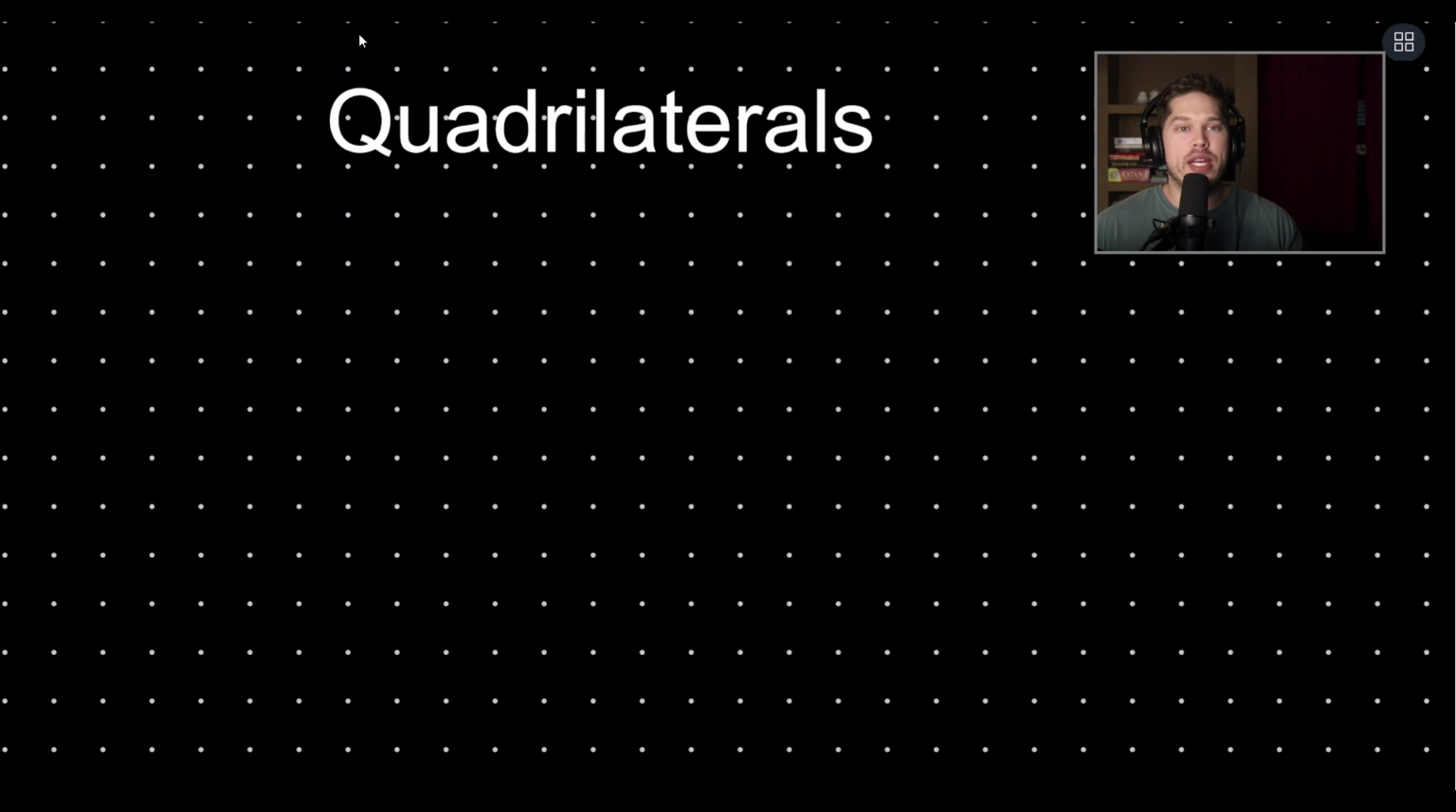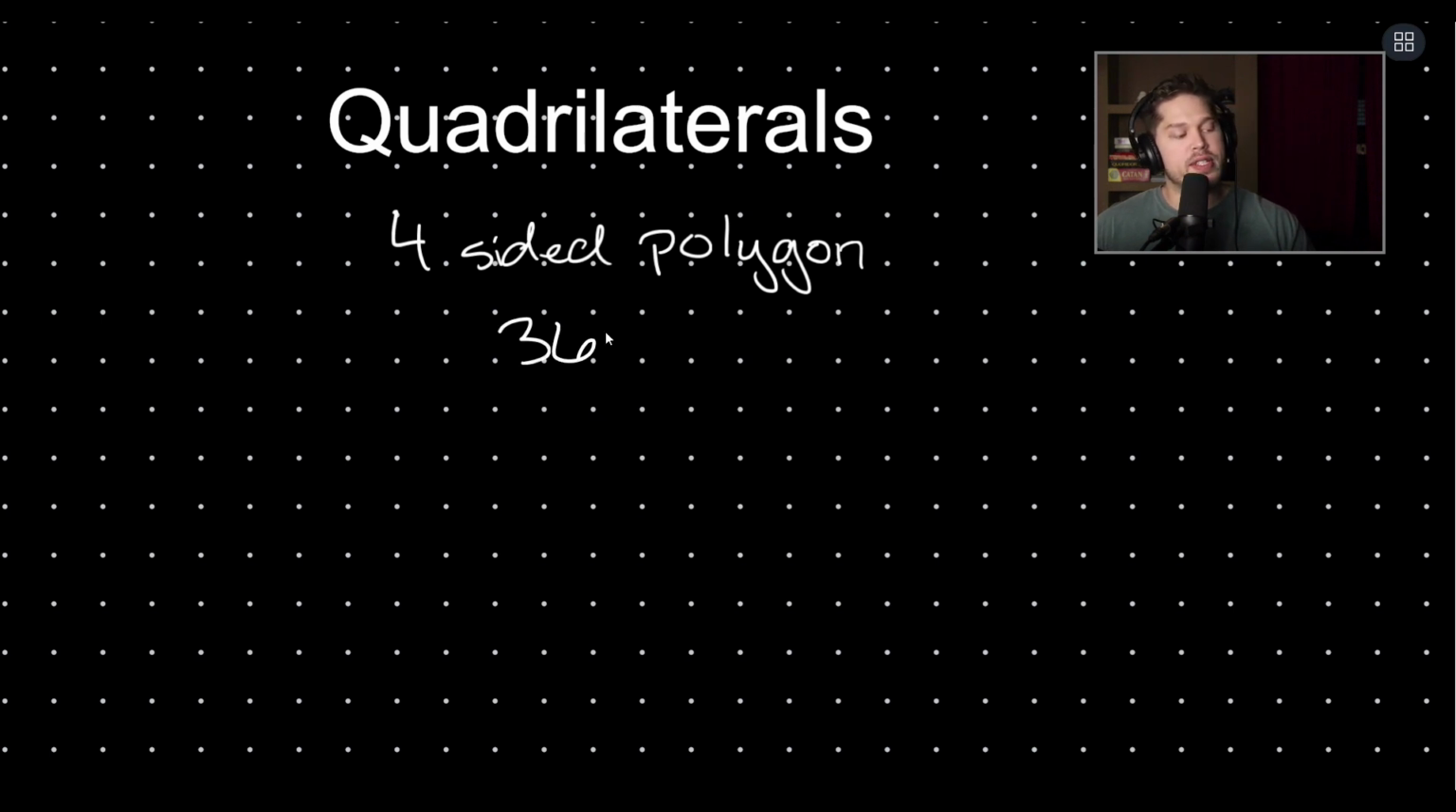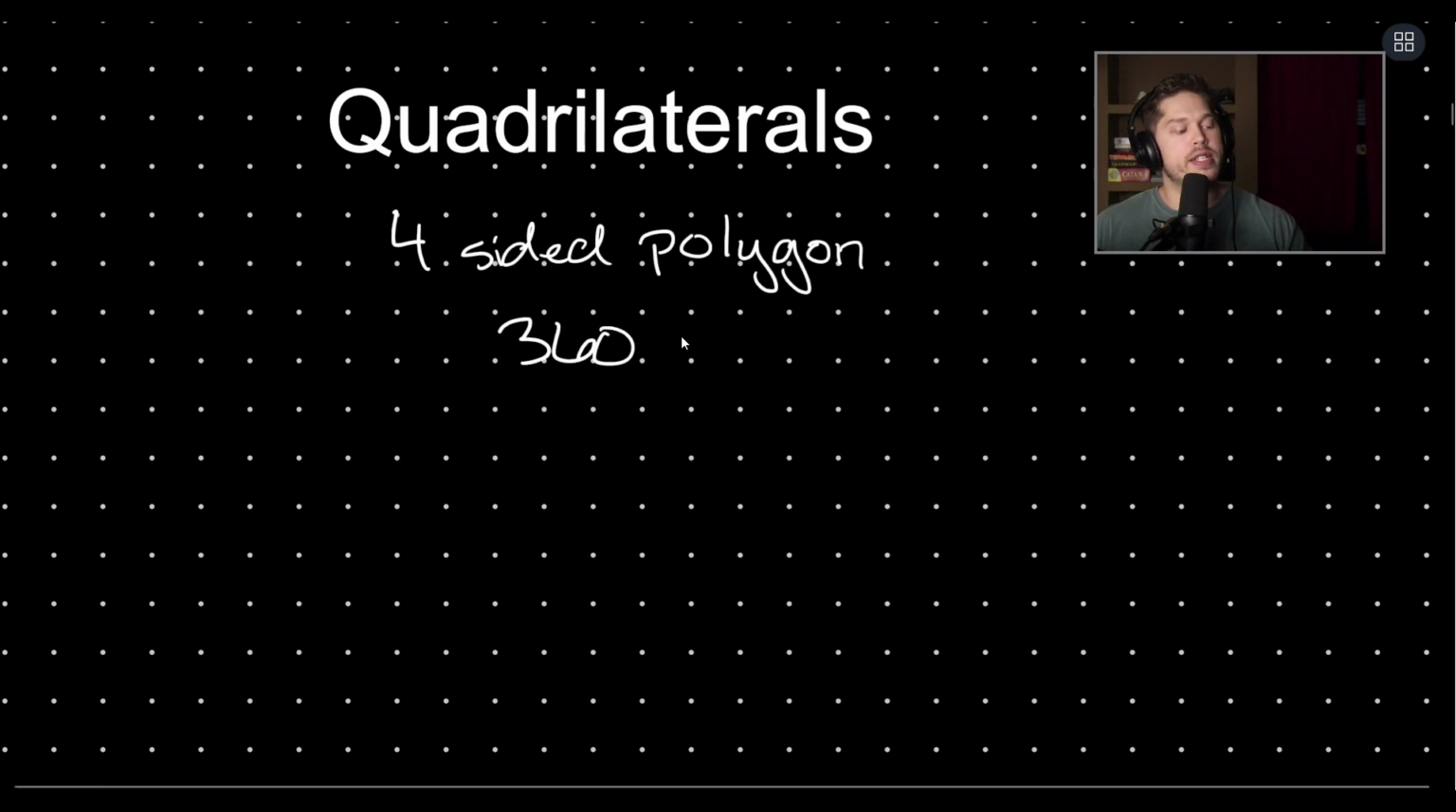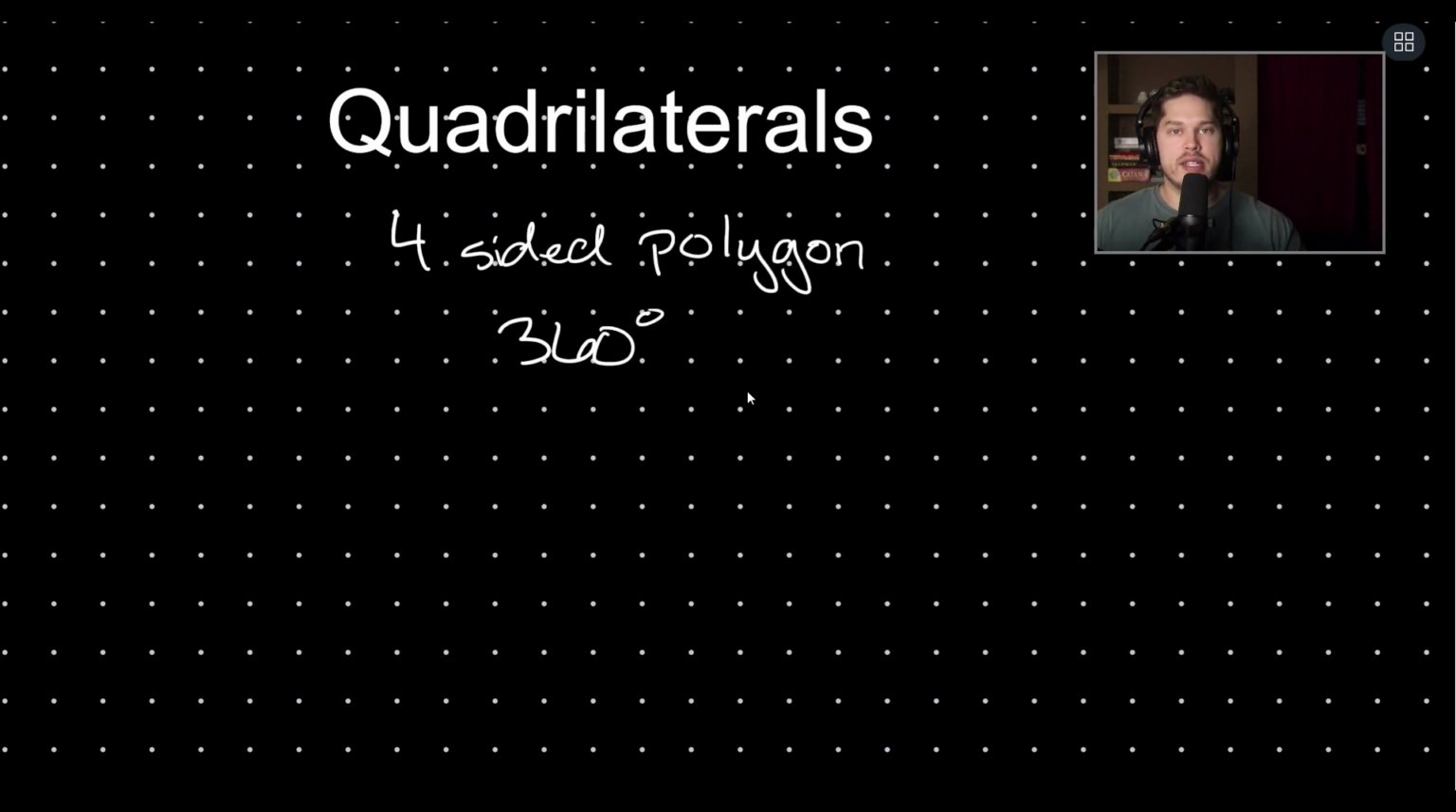In today's video, we are going to be talking about quadrilaterals and all the different types of quadrilaterals. So first of all, what is a quadrilateral? Well, a quadrilateral is a four-sided polygon, and it has an interior angle measurement of 360 degrees. 360 degrees for the total interior angle measurement.